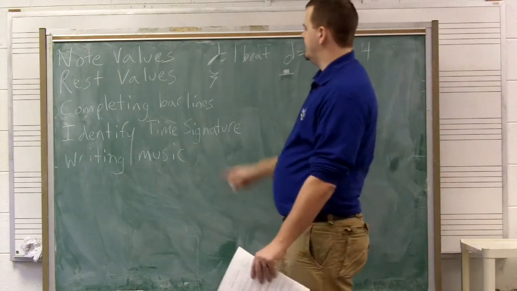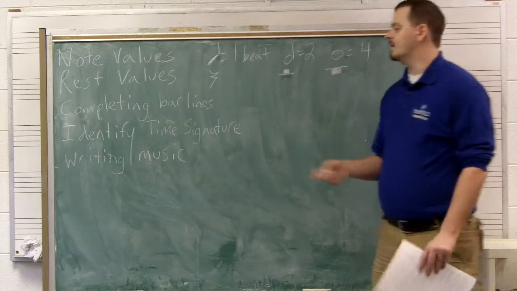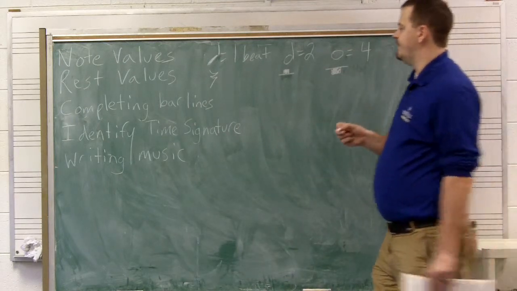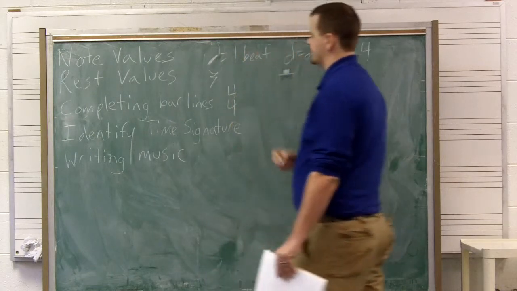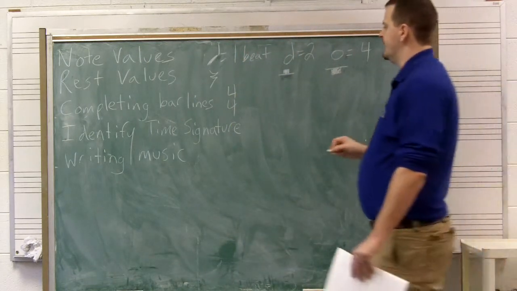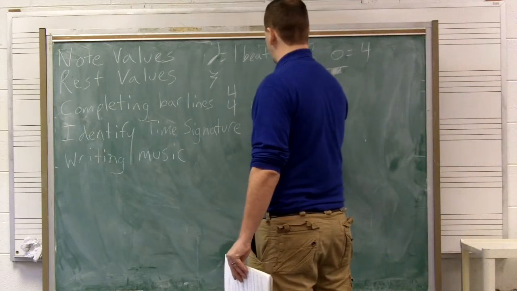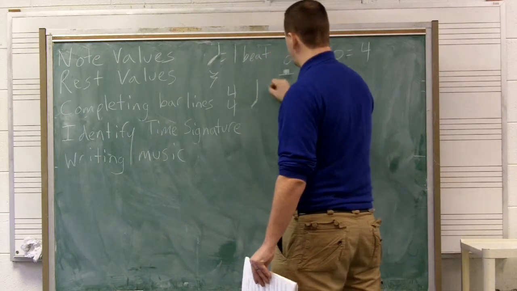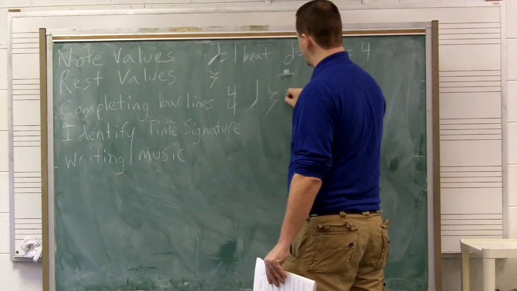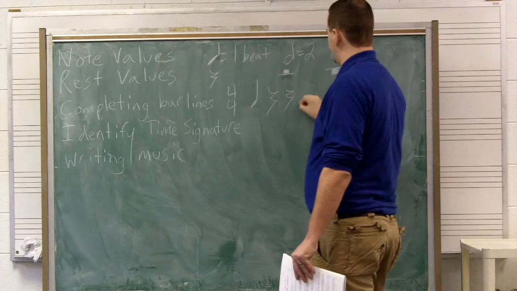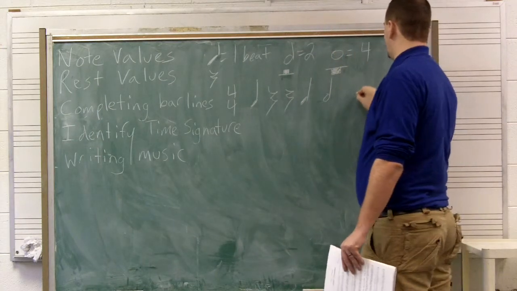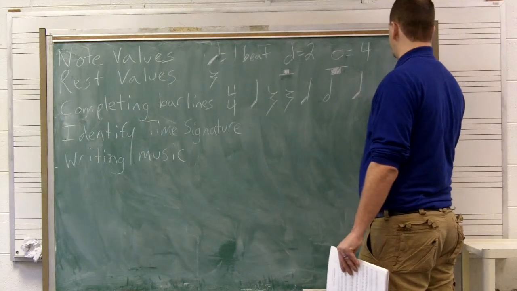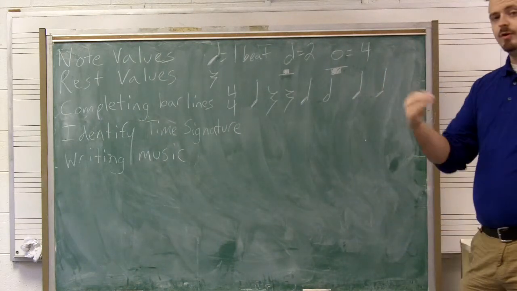All right, completing bar lines. What they're going to be giving you is, say we've got an exercise in 4/4 time signature, and they give you a quarter note, a quarter rest, another quarter rest, and a quarter note, and then maybe a half note, a quarter note, and another quarter note. You need to know where to put the bar lines.